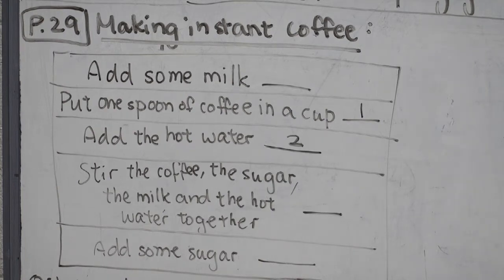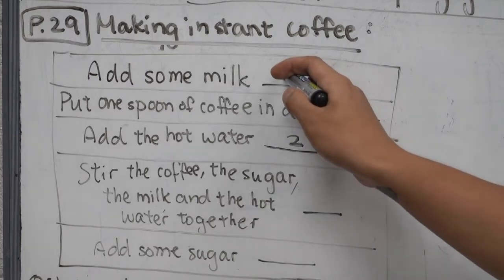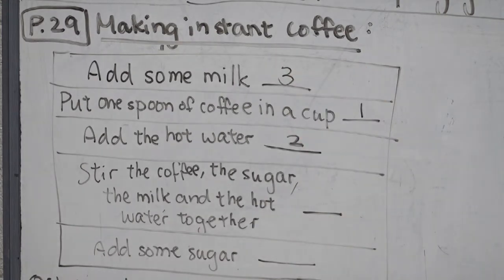That's right. Add some milk according to the picture, right? Before the sugar should be the milk. So add some milk. Number 3, right? Number 3 is add some milk. Now, what's number 4? Number 4 should be add some sugar, right?